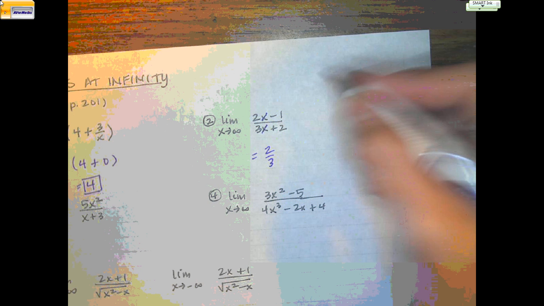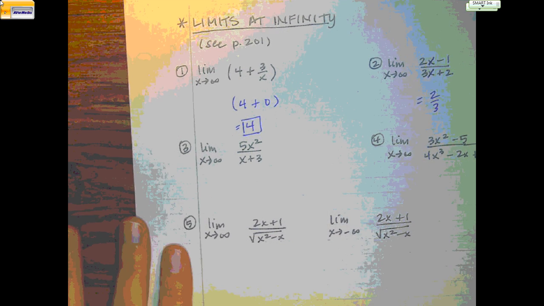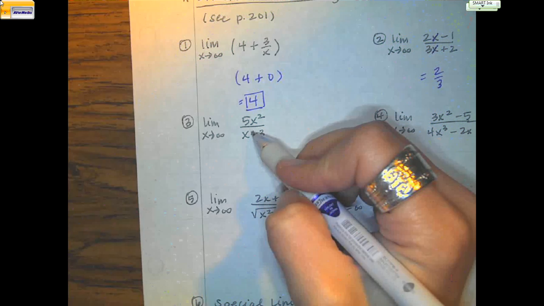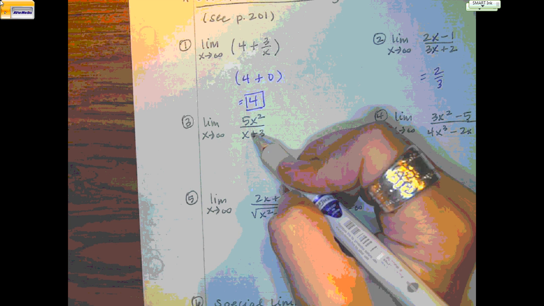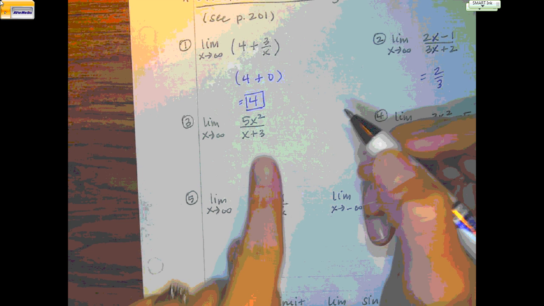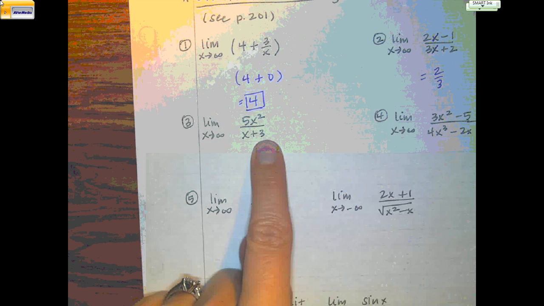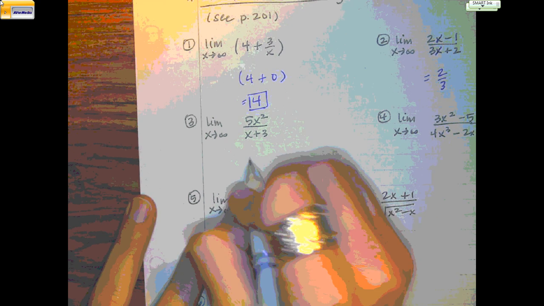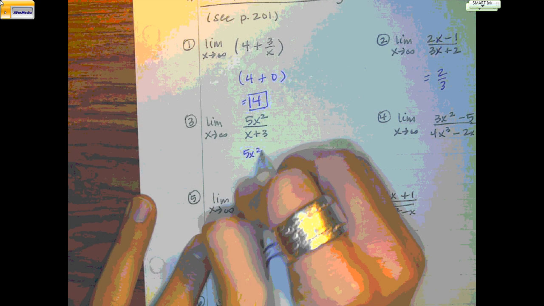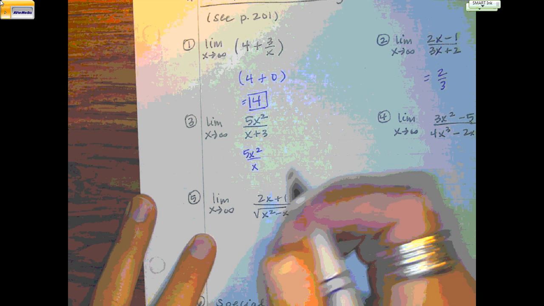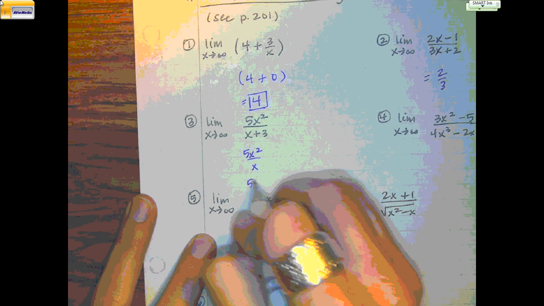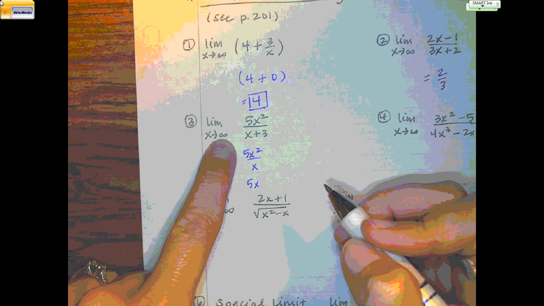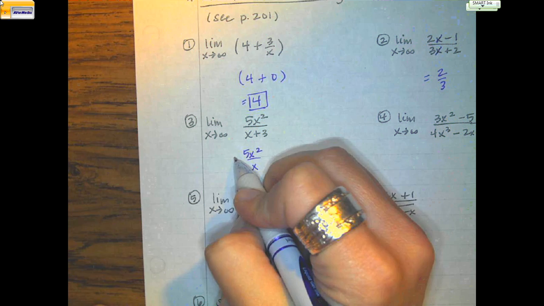All right, let's look at number 3. Again, we've got a degree on the top that's higher than the one on the bottom. You can follow that little table, or we can just think about this. That 3, if you put in a humongous number, is that 3 really going to affect it? No, it's really not. So it's like saying you have 5x squared over x, which is like saying you have 5x, and if you take infinity and put it in place of that x, what do you have?